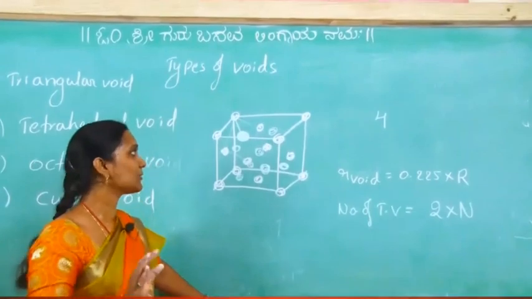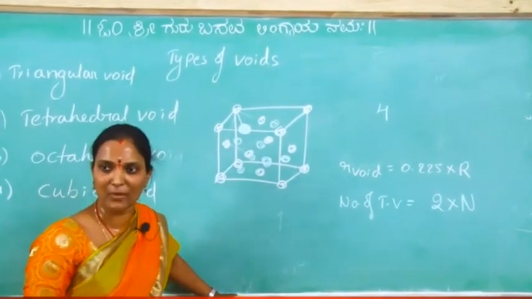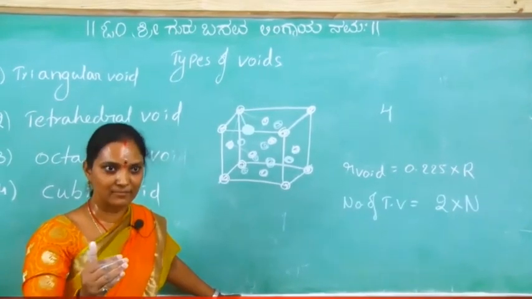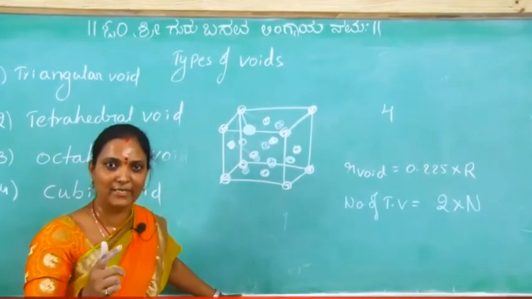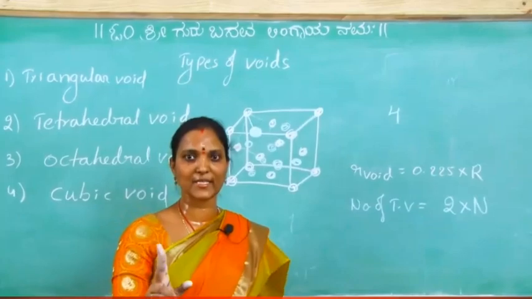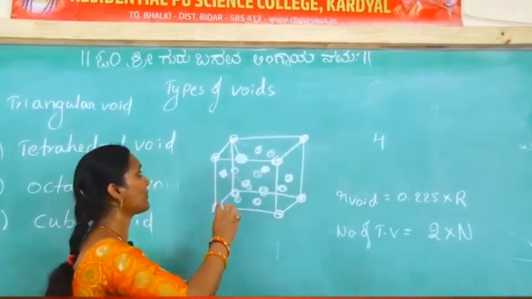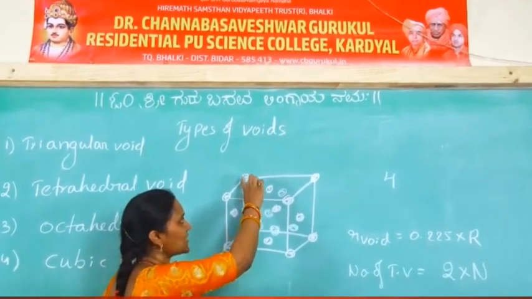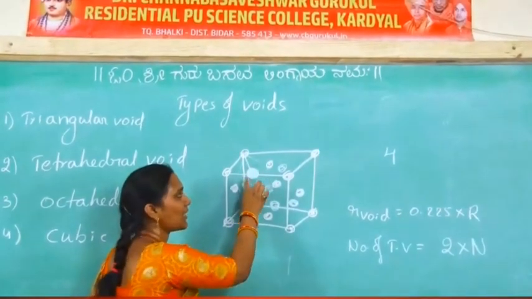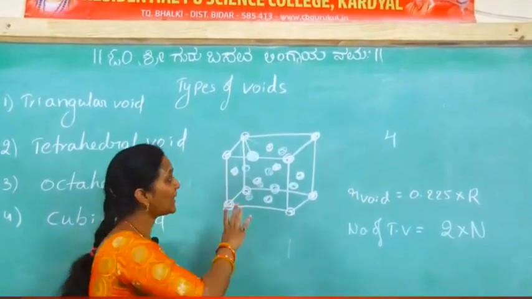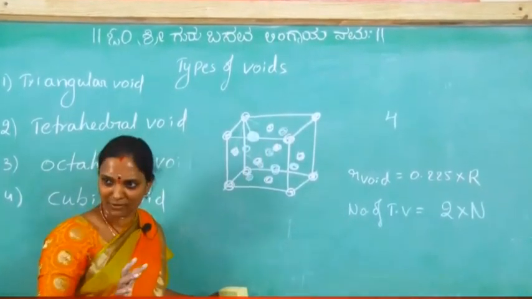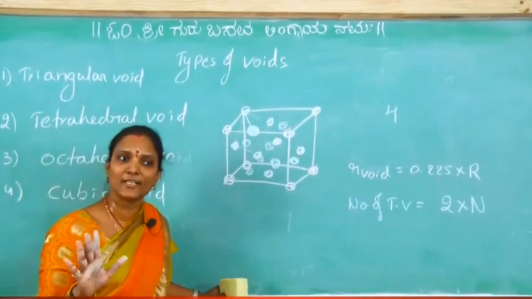Anyhow, come to the position of tetrahedral voids. What is the position? In each body diagonal, 2 tetrahedral voids are there. Each tetrahedral void is at 1/4 distance from the corner. One tetrahedral void we get at 1/4 distance from a corner. There are 8 corners in total, so 8 tetrahedral voids.